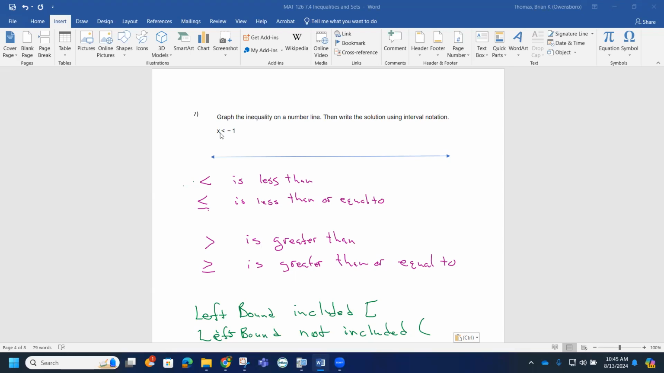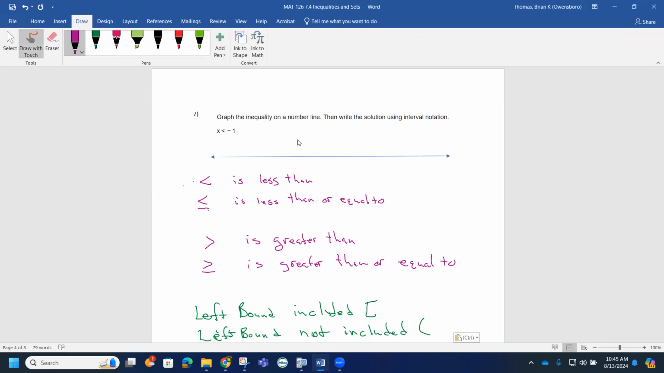So what this is saying is I want all the numbers less than -1 represented on the number line. So what I can do is place the -1 on the number line. Now notice I want to represent all the numbers less than -1. That means all the numbers left of -1. This means do not include the -1. So what we can do is use an open circle there, if you will, and we can shade in everything to the left of that.